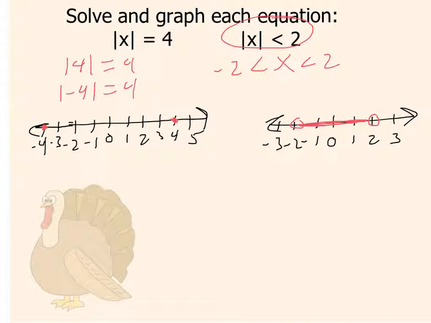All right. Notice the number 3 isn't highlighted. The absolute value of 3 is 3, which is bigger than 2, which is why I don't want it. I could pick any number on that interval that's highlighted in red, and their absolute value would be less than 2.